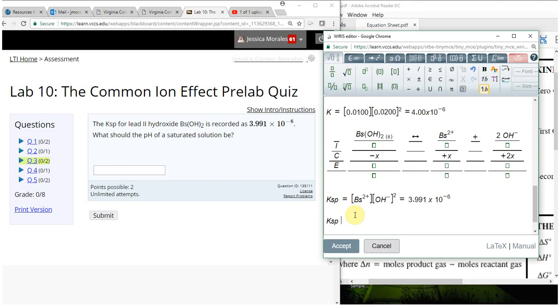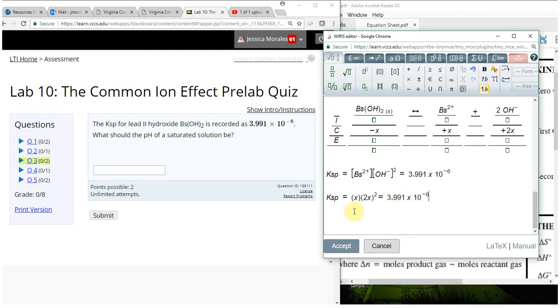So Ksp is equal to x times 2x squared equals 3.991 times 10 to the negative 6. Now, when you have something squared, you have to square everything in the parentheses. So really, Ksp is equal to x times 4x squared. I'm going to simplify that and say this is equal to 4x to the third. x times x squared is x to the third.